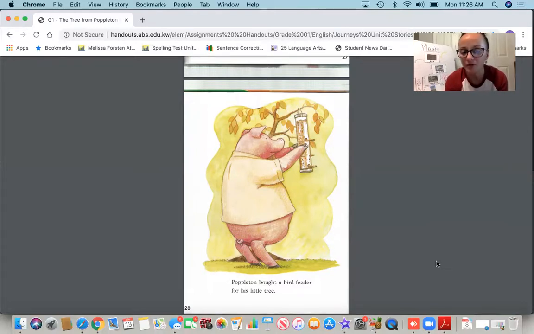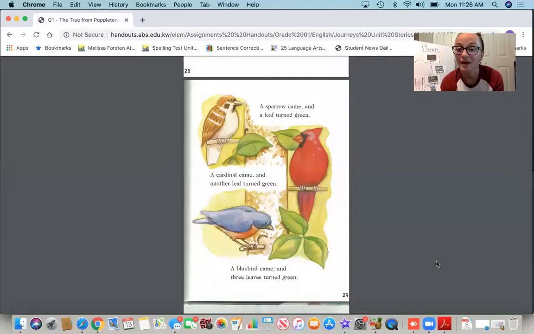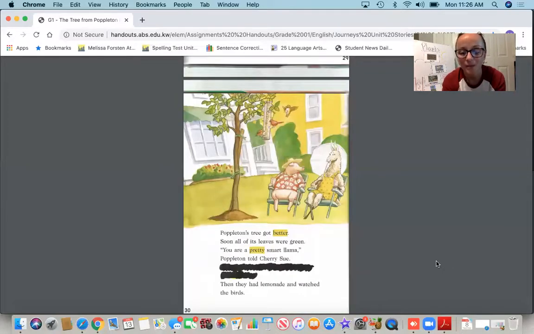Poppleton bought a bird feeder for his little tree. Hung it up nice. A sparrow came, and a leaf turned green. A cardinal came, and another leaf turned green. A bluebird came, and 3 leaves turned green. Poppleton's tree got better. Soon all of its leaves were green. "You are a pretty smart llama," Poppleton told Cherry Sue. Then they had lemonade and watched the birds. Watched the birds all night.